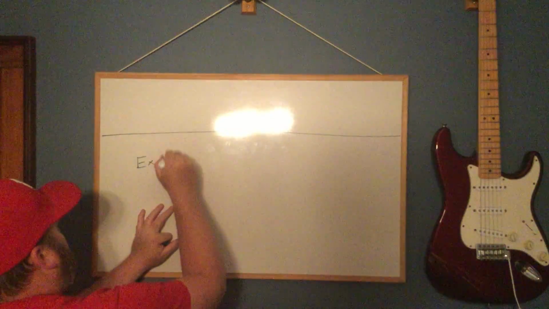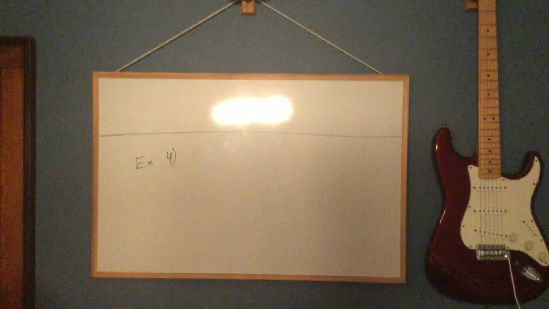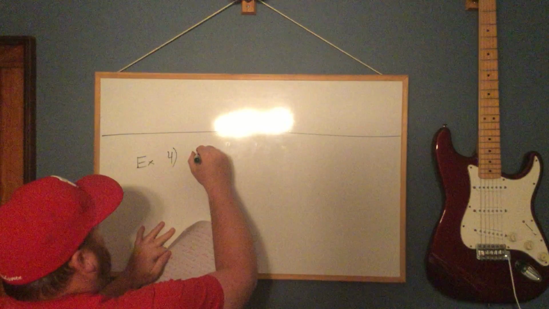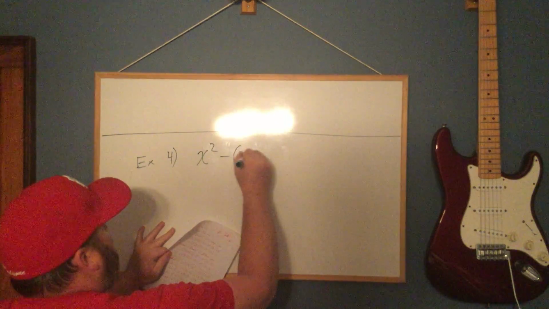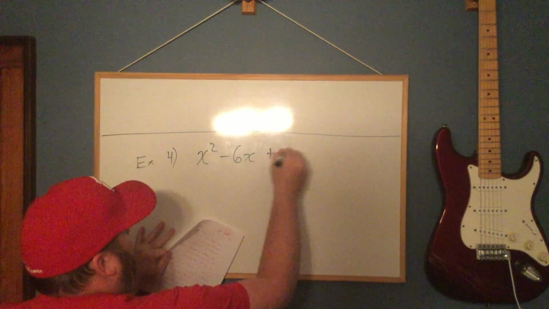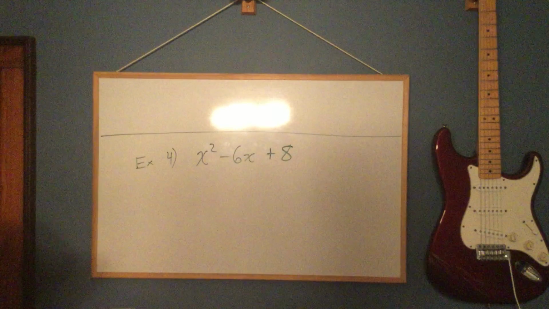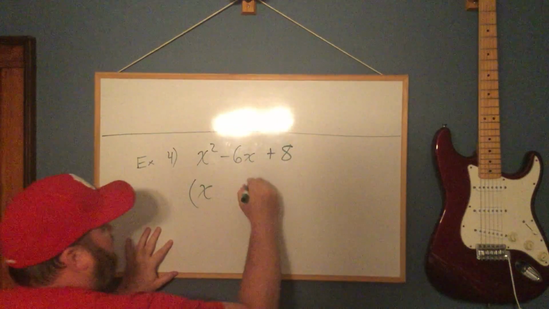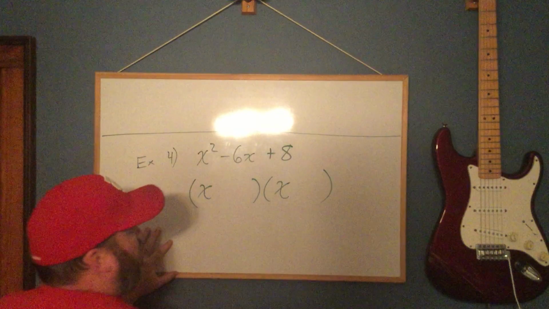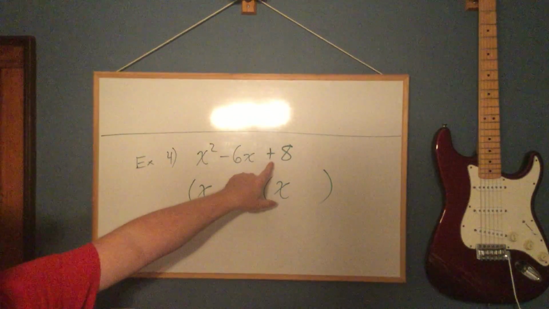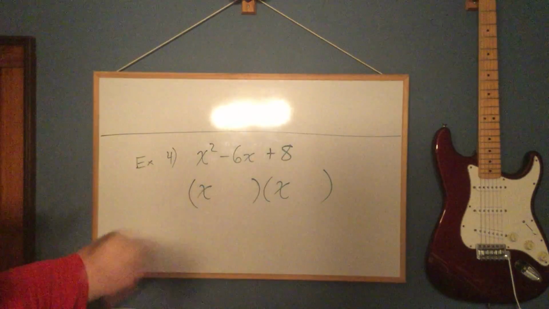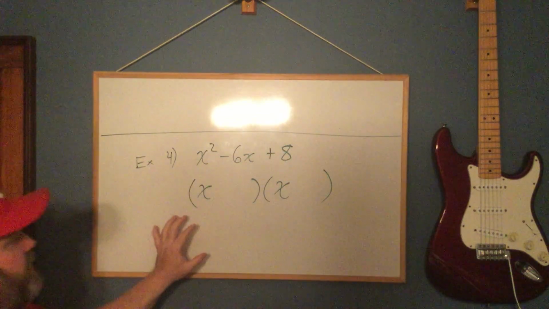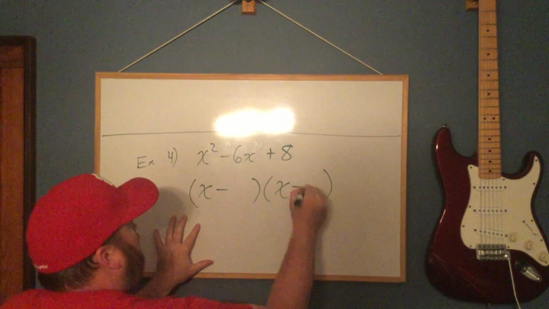Okay. All right, and example 4. You get x squared minus 6x plus 8. So now I'm back to, again, that's going to be x and x. I always want to skip over that for some reason. We're back to the last term being positive, which means same signs. Look here to see what those signs are. In this case, it's two negatives.